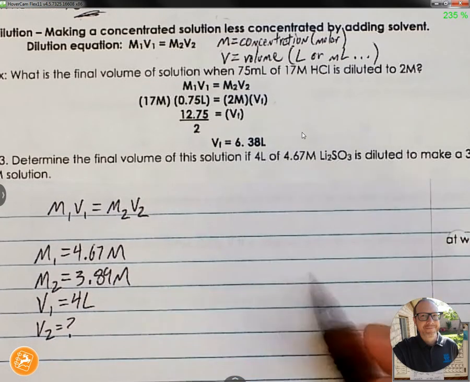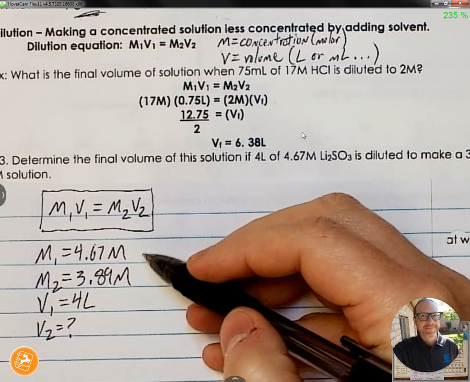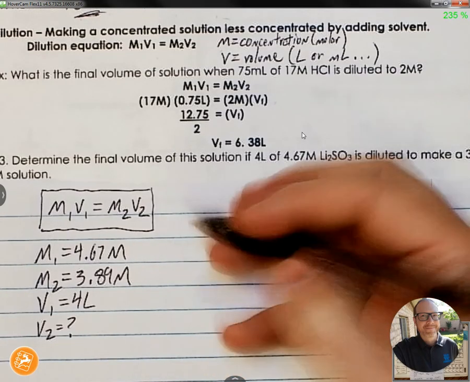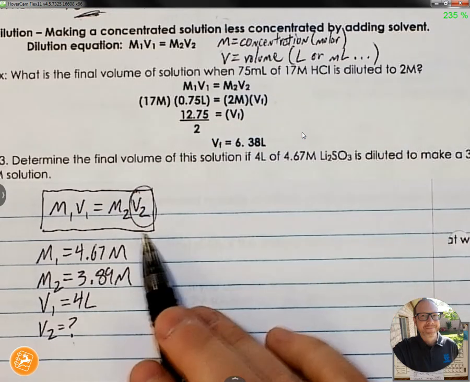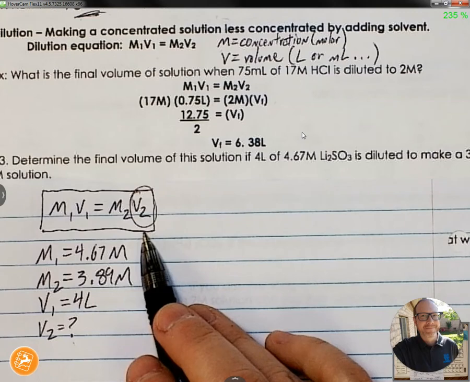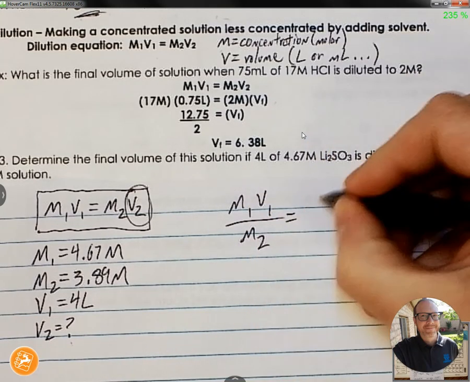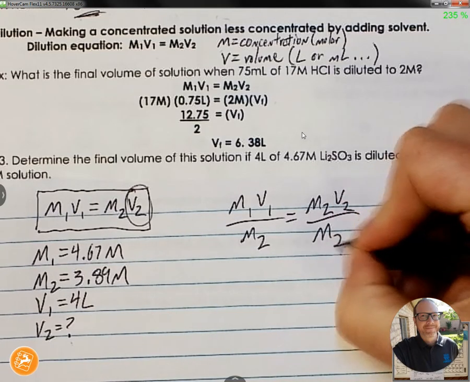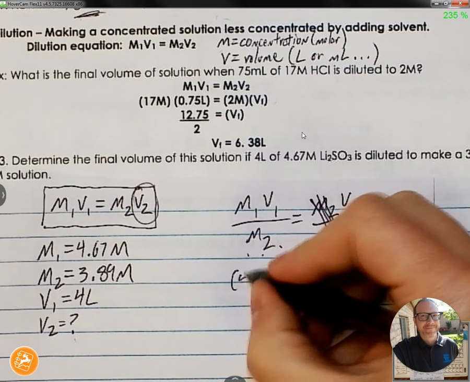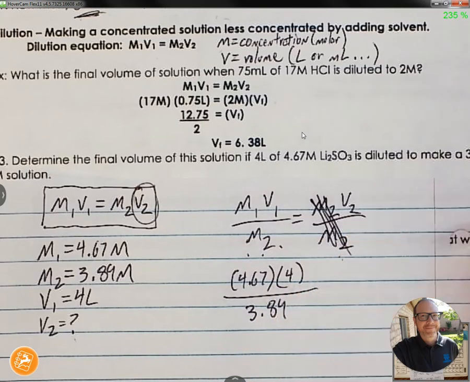So you can do a couple things here. A lot of people want to just start plugging numbers in now and then solve. I find it easier to solve before I plug in numbers, because I only have to do one set of things in my calculator. If I'm trying to get V2 by itself, how do I change this formula? I divide both sides by M2, so M1V1 over M2 equals M2V2 over M2, and M2 cancels over here. So now all I have to do is take M1, which is 4.67, times V1, which is 4, and divide by 3.89, which is my M2.